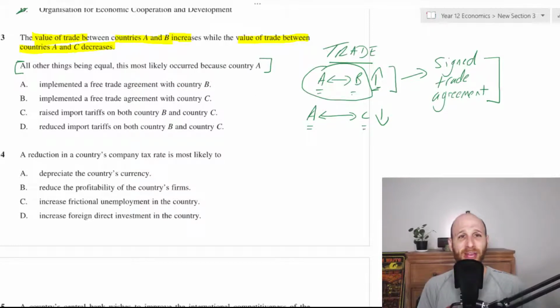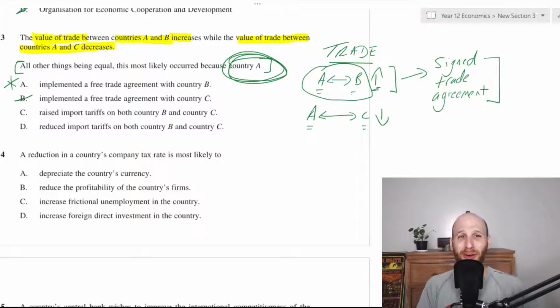So what we can see is, remember, we're looking at country A, what it's doing. Country A implemented a free trade agreement with country B. I can see the merits of that. Implemented a free trade agreement with country C. No, if they did, they're doing it wrong because trade is decreasing between them.